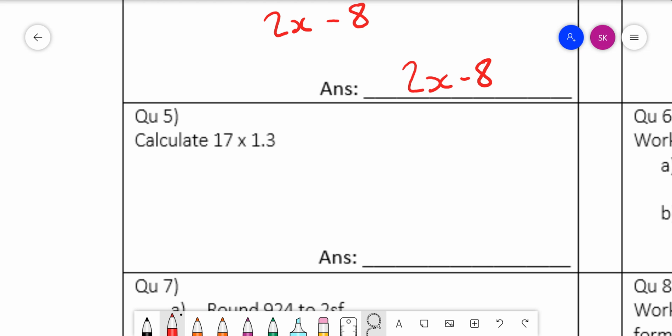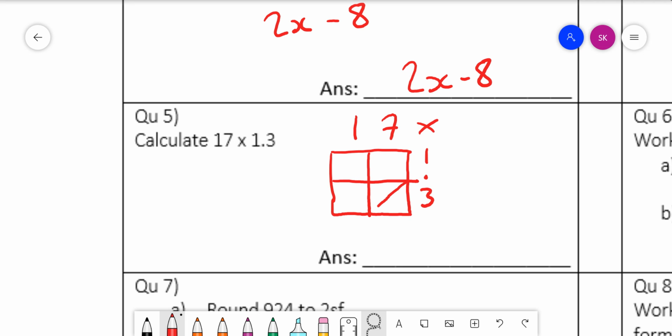Question 5 says calculate 17 times 1.3, multiplying decimals, gelosia. Both numbers have 2 digits, so it doesn't really matter which one you put at the top and which one you put at the side. But make sure you've got 2 columns and 2 rows, and make sure your diagonals go corner to corner. I'm going to do the decimal point first, so that I don't forget about it. And you can see the decimal points go there. And then fill in the remaining spaces. And then add up the diagonals. So the answer is 22.1.